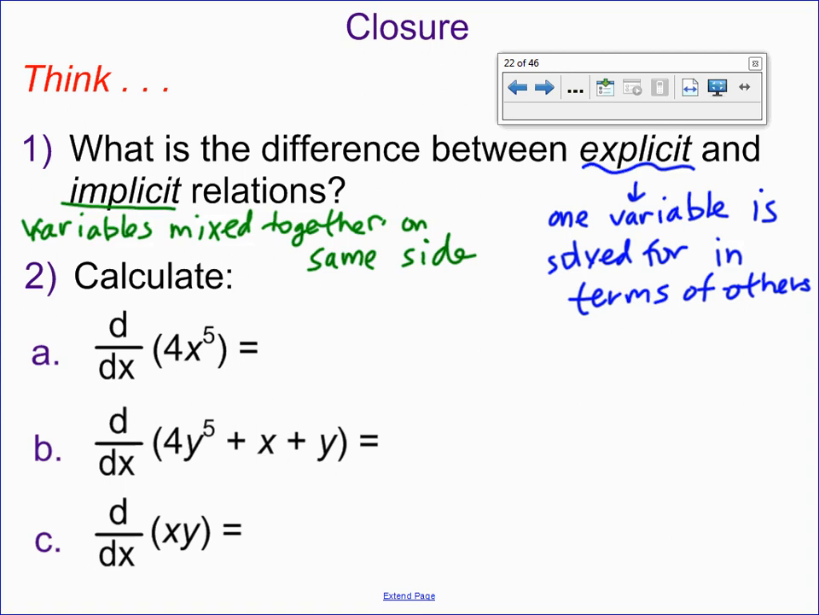Okay, here we go. Derivative with respect to x of 4x to the fifth. Be ready, Savannah. 20x to the fourth. We're going to get the same as Savannah. 20x to the fourth. Good.